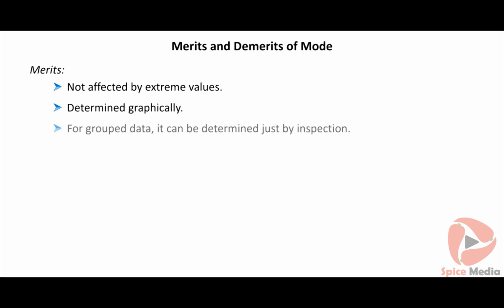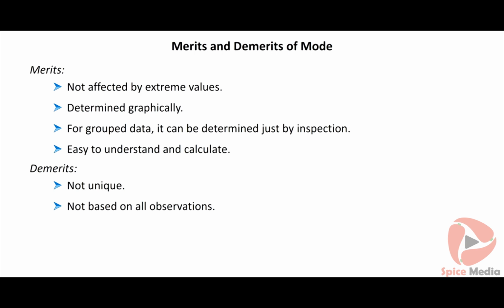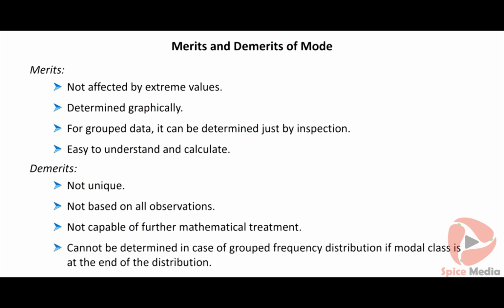Here are the merits and demerits of mode. The following are the merits of mode. Not affected by extreme values. Determined graphically. For grouped data, it can be determined just by inspection. Easy to understand and calculate. The following are the demerits of mode. Not unique. Not based on all observations. Not capable of further mathematical treatment. Cannot be determined in case of grouped frequency distribution if the modal class is at the end of the distribution.